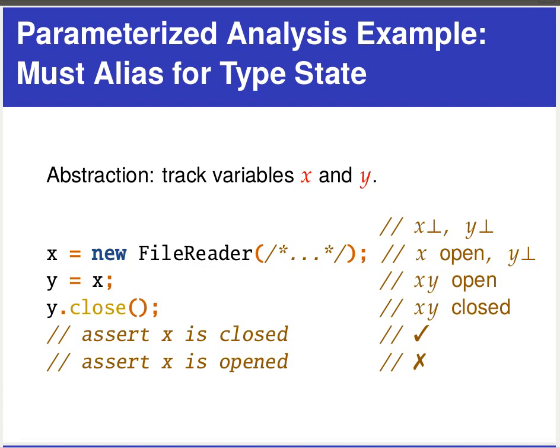This is an example of a static analysis. What we're trying to do is keep track of whether files are open or closed. On the right hand side in the comments, we see that the static analyzer can figure out that at the end of this small program the variable x points to an object that corresponds to a closed file.